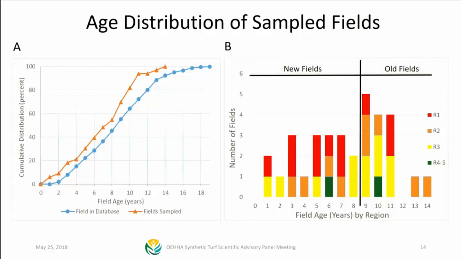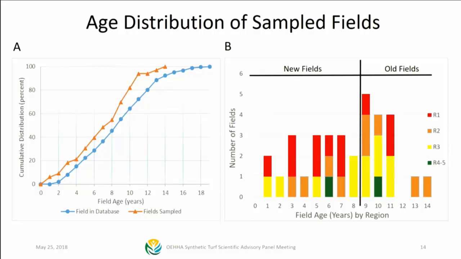I would like to point out that it is possible that the blue curve representing the overall field age distribution may be shifted due to some fields being mislabeled as older in our database. Figure B shows the age distribution among the fields sampled. The age distribution of the new field group is spread out. We did not sample fields less than 1 year old.